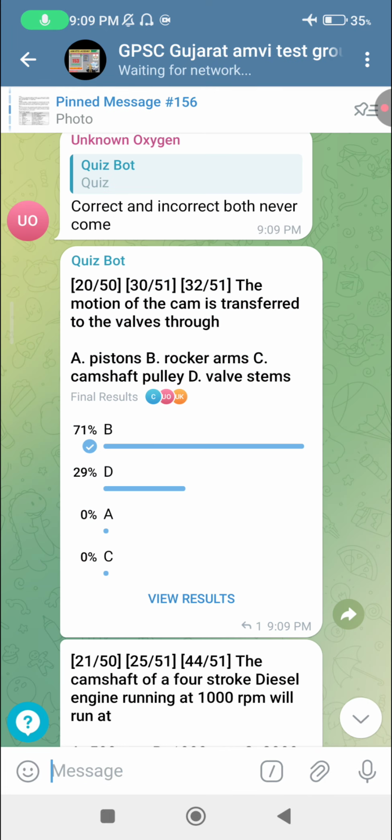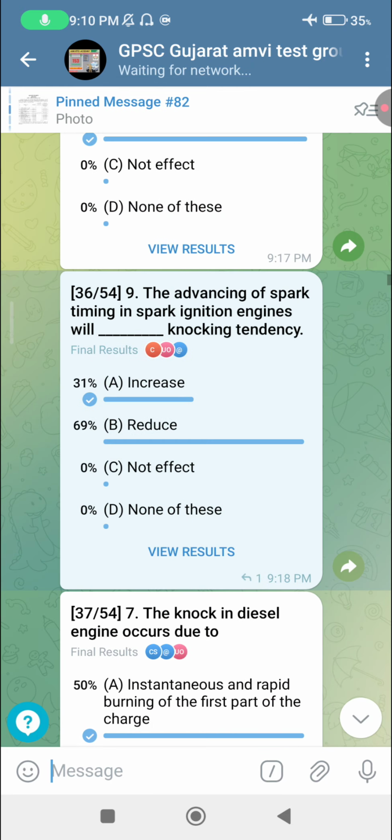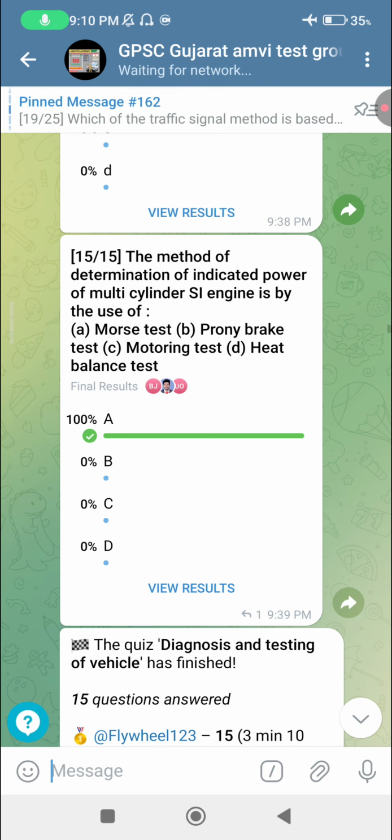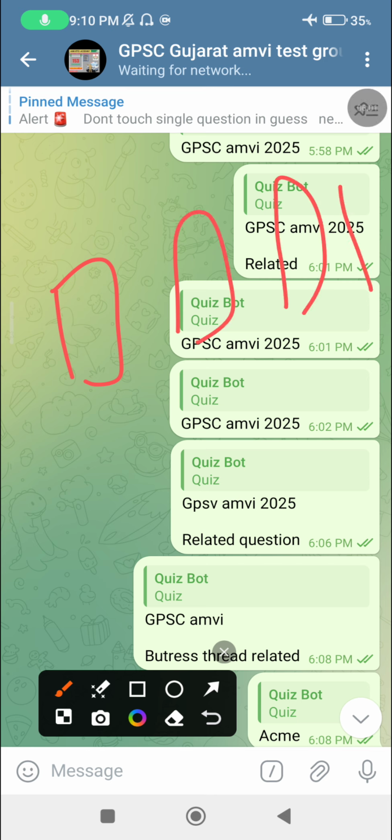Rocker arm: the motion of the cam is transferred to the valves through the rocker arm. This question was asked. Then related questions on spark timing and knocking were asked; the question was just different. Then the method of determining indicated power of a multi-cylinder SI engine is nothing but the Morse test. We can conduct a test on a multi-cylinder engine. In SI and CI, they cut off one cylinder and conduct that test.